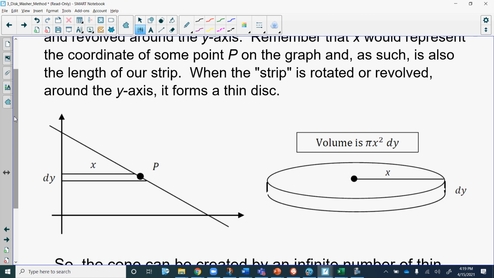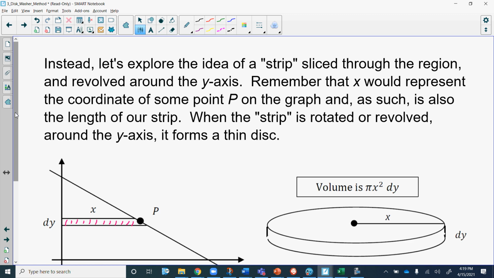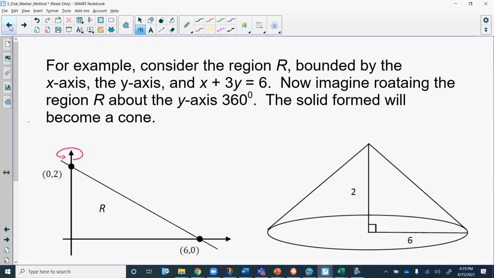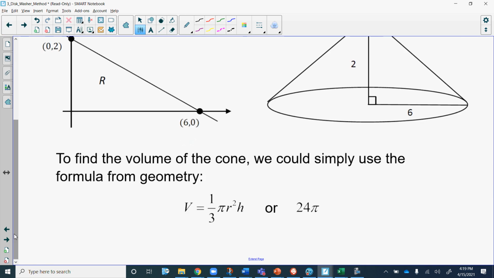Essentially what we're looking at is taking that little rectangular slice here. We're going to take an infinite number of those in that region and twirl them around the y-axis. And let's see, I want to go back for a second because I think somewhere it told us what the volume was going to be. Yeah, volume 1/3 pi r squared times height. In this case, that indicates that the volume of that particular cone should be 24 pi cubic units.